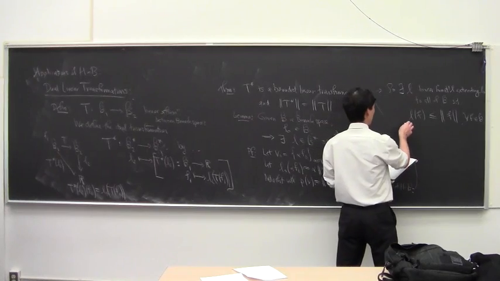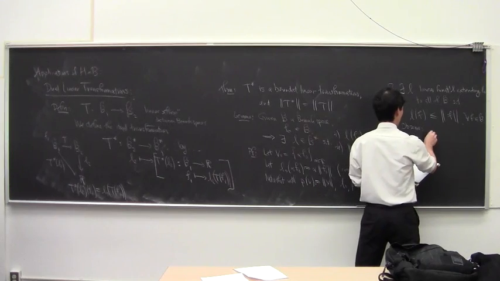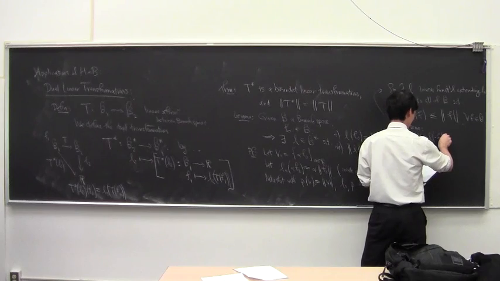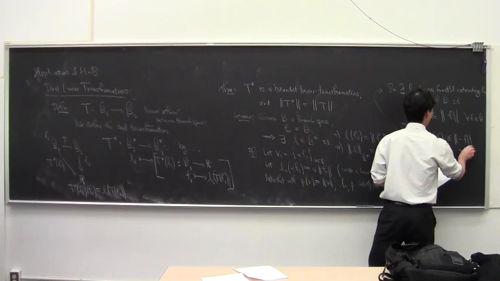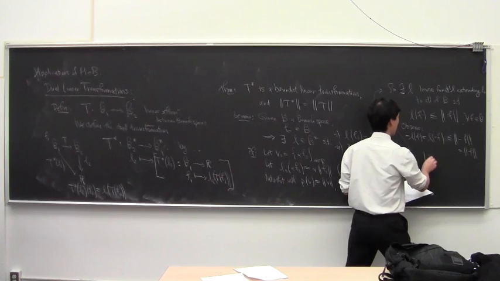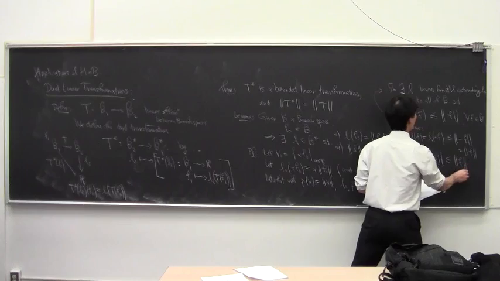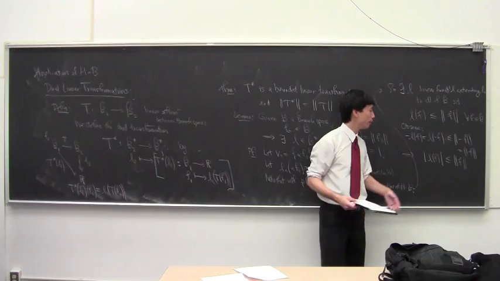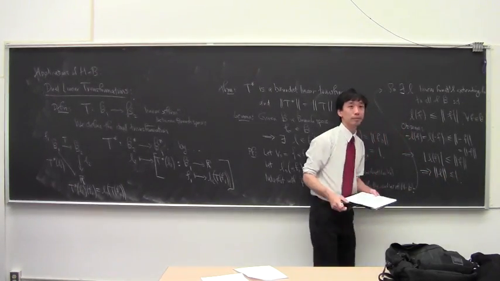And then you just observe that L of negative F, that is to say negative L of F, is controlled by the norm of negative F, which is the norm of F. So that tells us that the absolute value of L of F is controlled by the norm of F. So that gives us that the norm of L is less than or equal to 1.